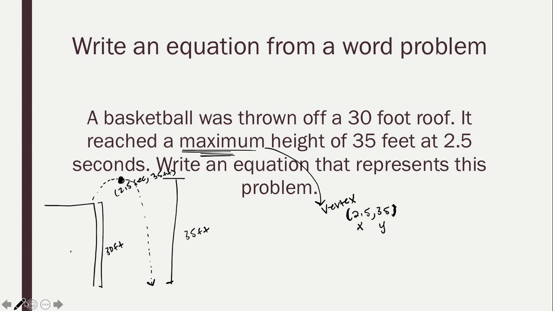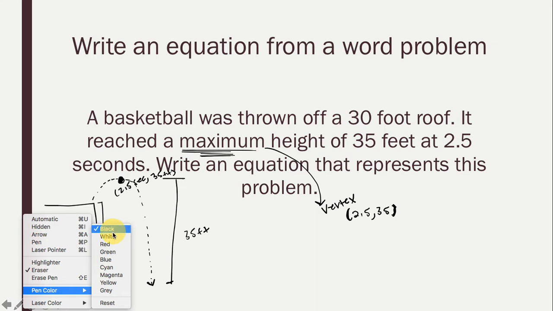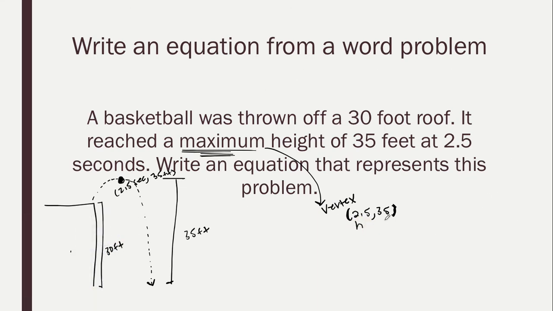Oh, I made a mistake. Anyone notice what mistake I made? I labeled my vertex x and y, but how should I label my vertex? H and k. Now, I need some more information. I can't write an equation from just the vertex. What else do I need?